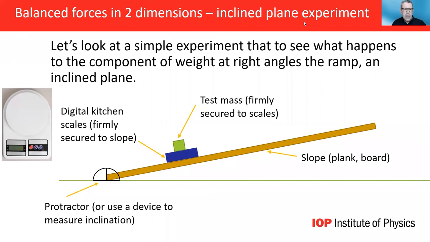So now let's look at a practical activity that you can use quite simply in the classroom to actually illustrate what's going on in this situation. We looked at in the previous slide the idea of a closed triangle, but we want to think what actually happens as angles start changing. What happens as the inclination of the slope increases? Now, as long as the object remains at rest, that triangle must remain closed.